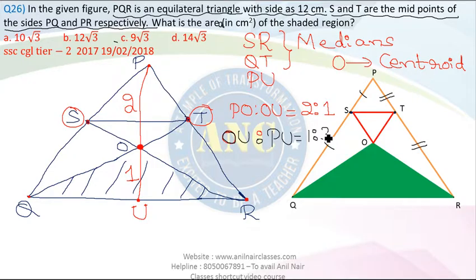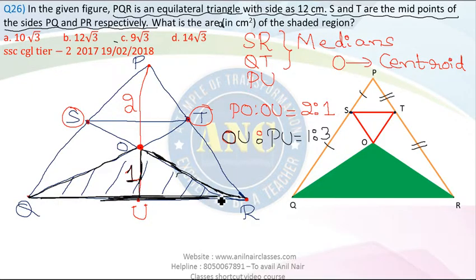That means I can definitely say that the height of this shaded triangle OQR, the height of that is OU. OU is nothing but 1 unit. Height of the shaded triangle is 1 unit. Height of the outer triangle PQR is how much? 3 units. The base of triangle PQR is QR. The base of triangle OQR is also QR.